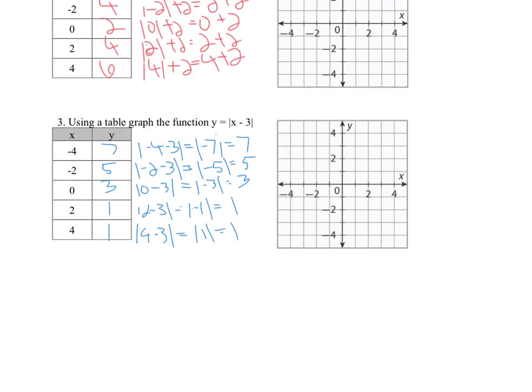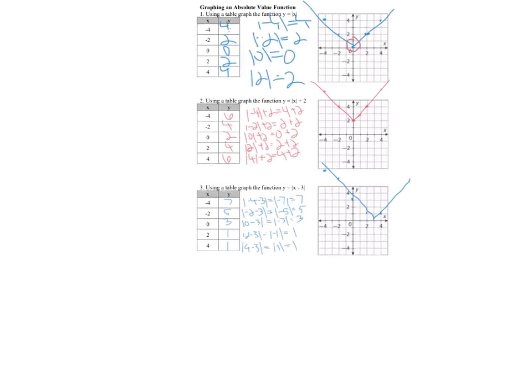So as we go to graph this one, we get negative 4, which is 7, which is way off our charts up here. We get negative 2, which is 5, just a little bit off. We get 0, which is 3. We get 2, which is 1. And we get 4, which is 1. So as we can see here, we kind of have this line, and we're not sure where we turn around and go, but I will tell you it's going to be at that point right there. All right.